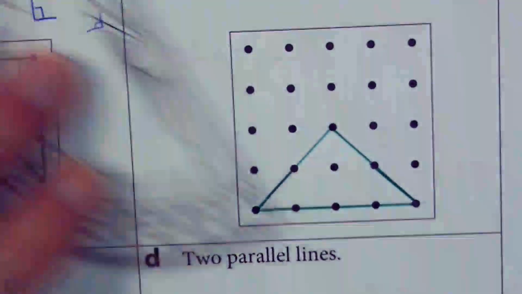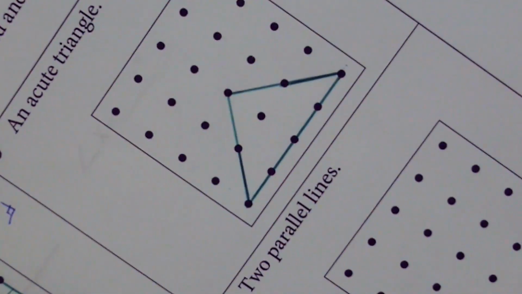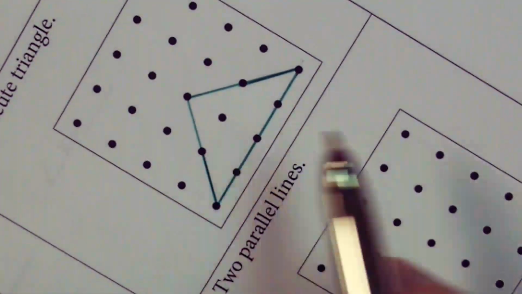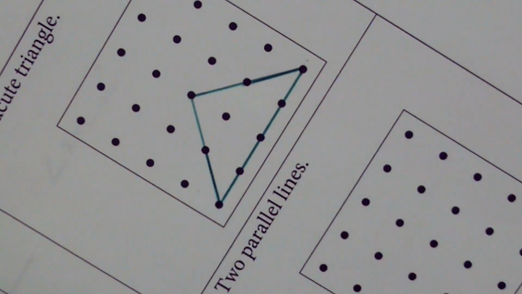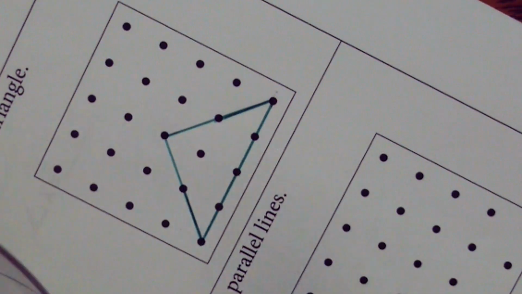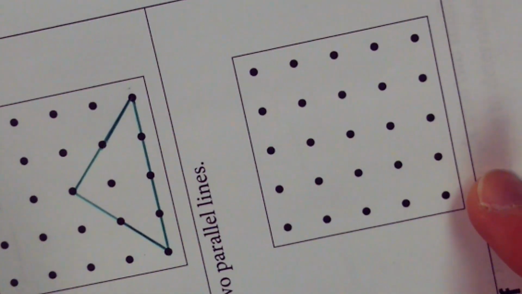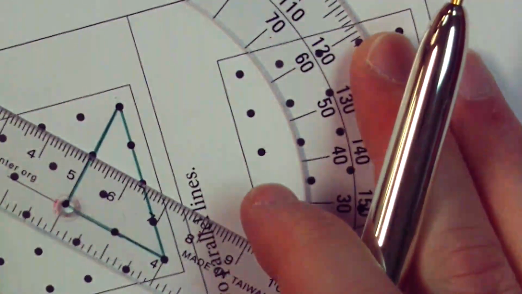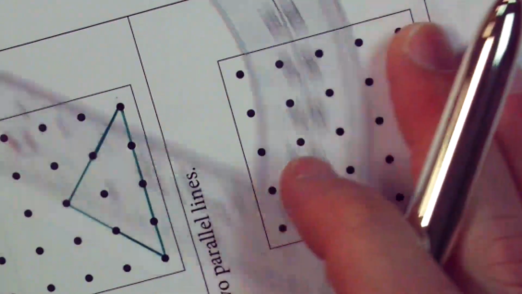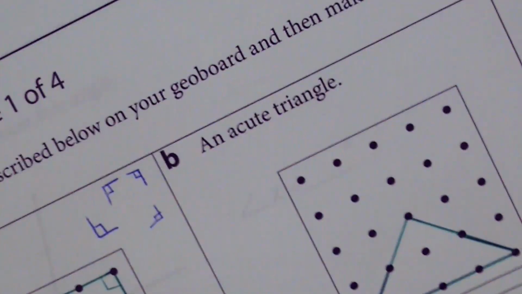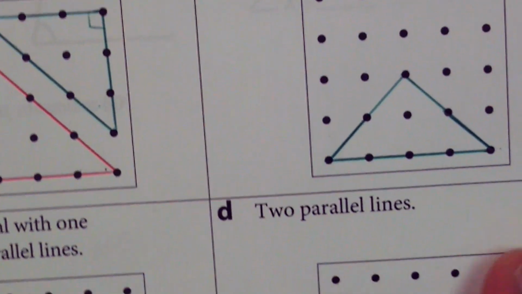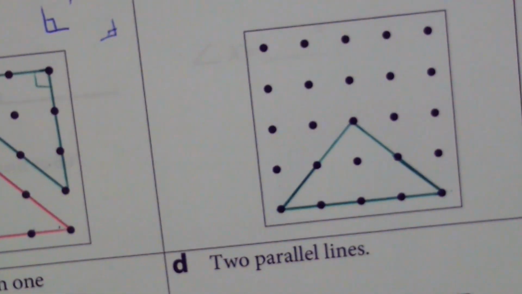And now I have my, wait, oh no. Did I, or did I not? That looks like a right triangle. I better do a little measurement there. Get out my protractor. Oh no, I just made a right triangle. So that doesn't work. Darn, that's no bueno.